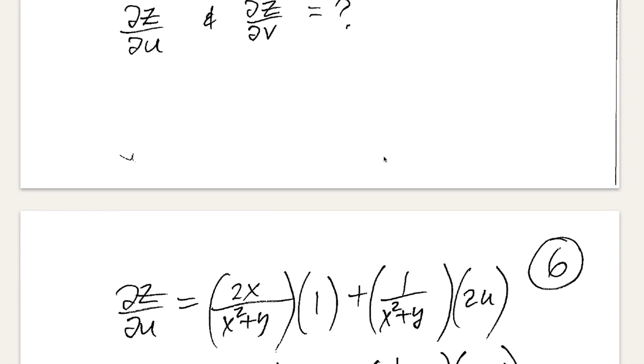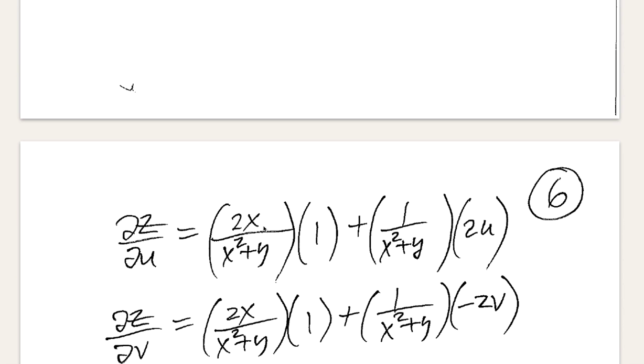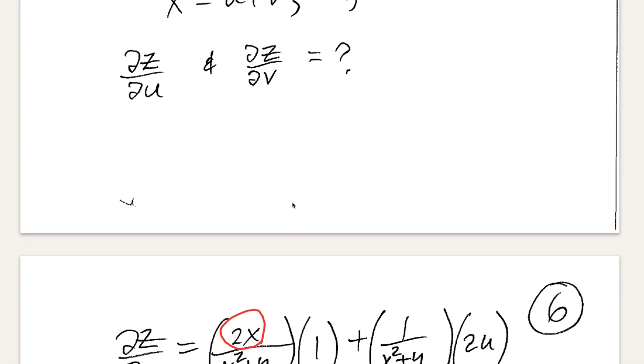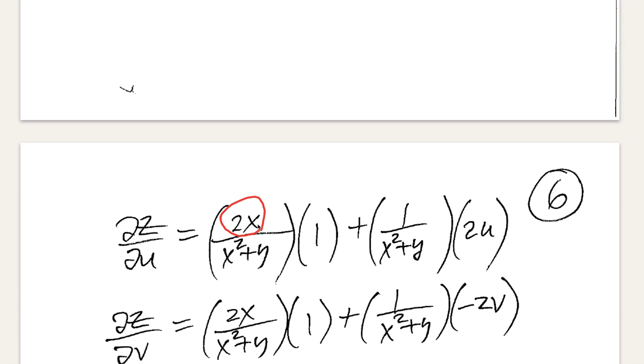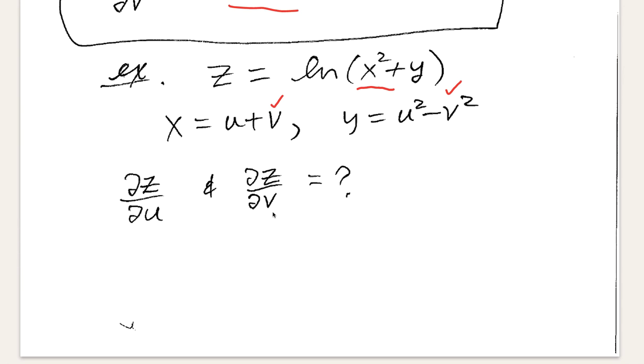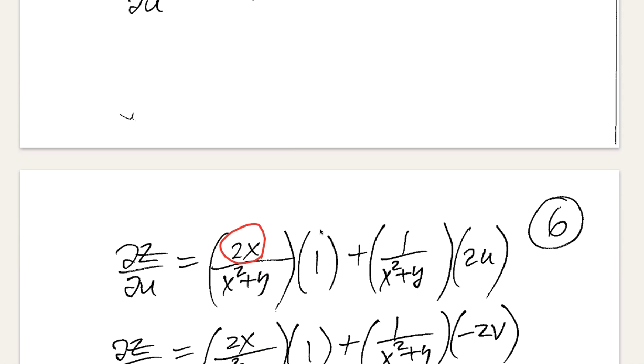1 over x squared plus y. Don't forget to multiply by the partial derivative with respect to x, which gives us the 2x. So it's 2x over x squared plus y. And then multiply by the partial derivative of x with respect to u. You can see that's really easy. u and v are independent variables, so you're holding v constant. So the derivative would be 1.